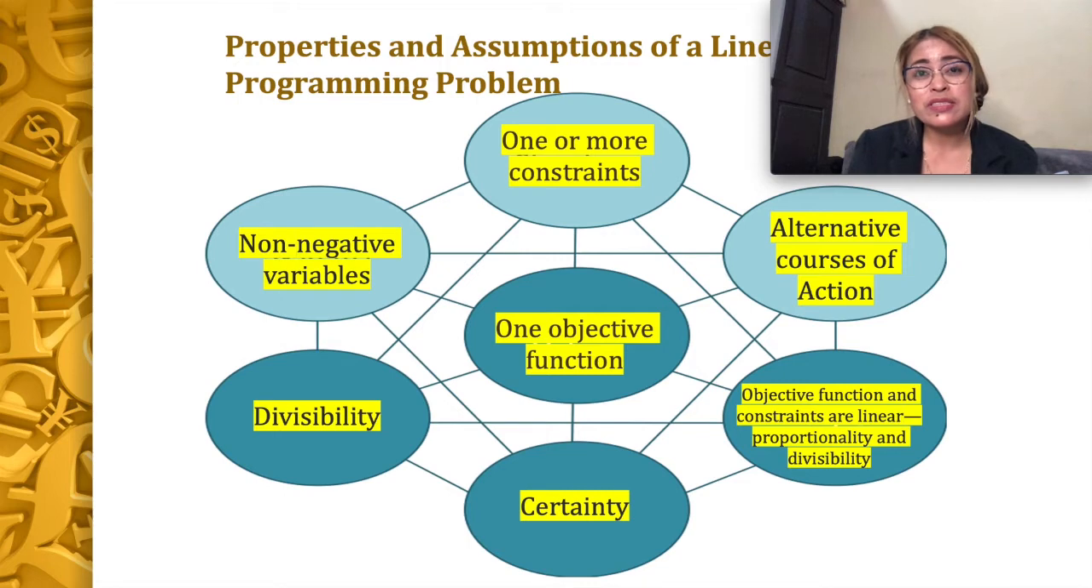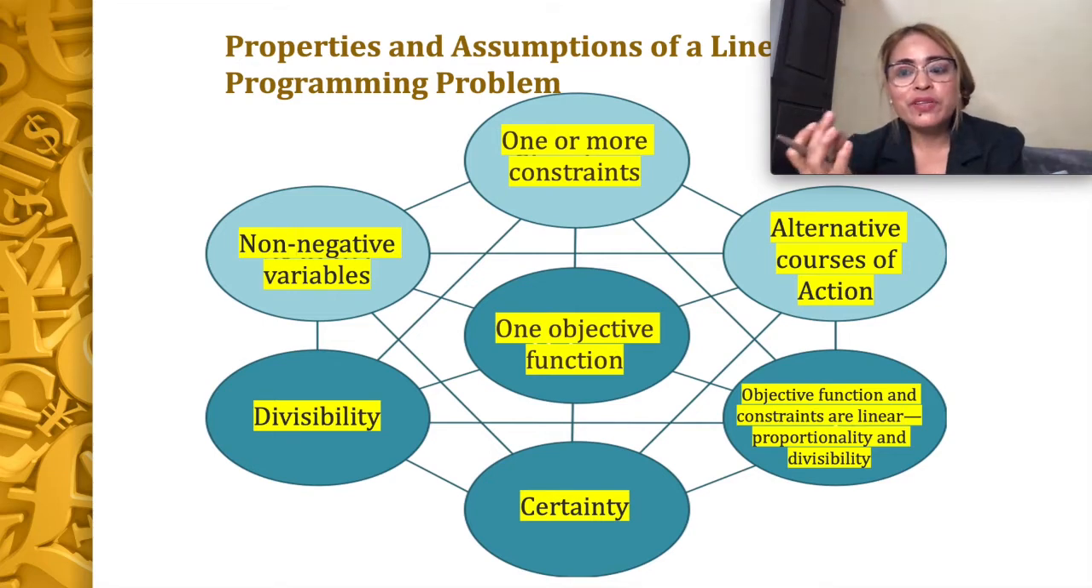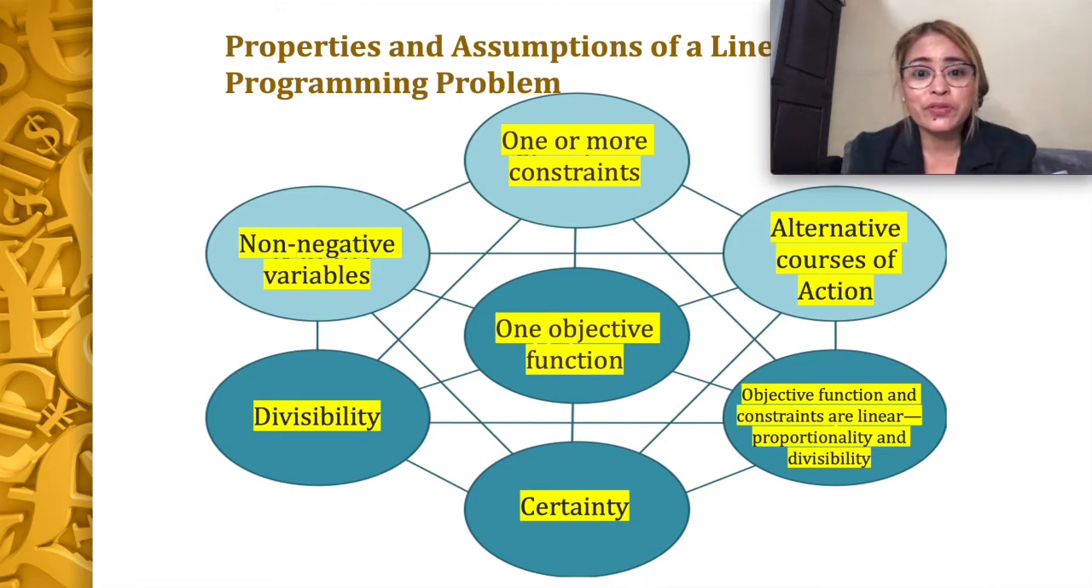We assume the conditions of certainty exist, that is, the numbers in the objective function and constraints are known with certainty and do not change during the period being studied. Okay, with divisibility, we make the divisibility assumption that the solutions need not be in whole numbers or integers. Instead, they are divisible and may take any form of fractional values.